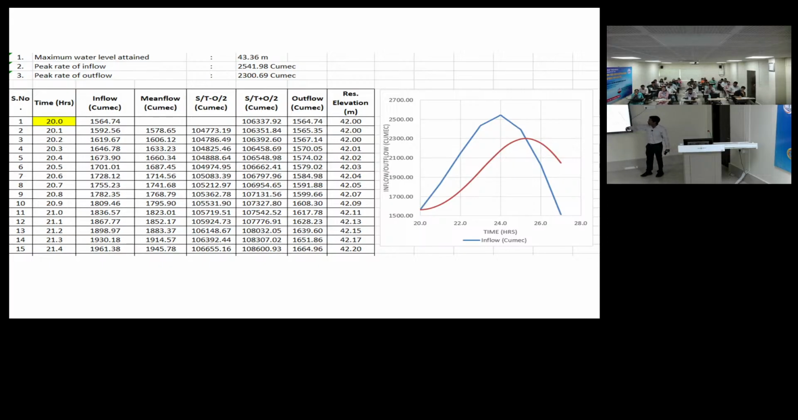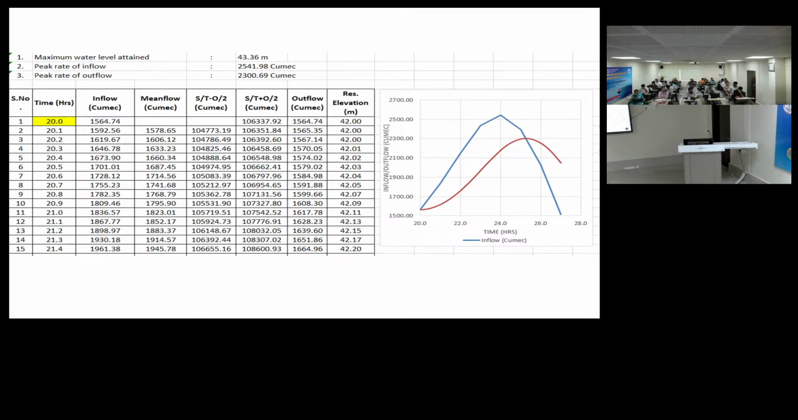So when you go to this modified pulse method, you will get this graph. So this is our inflow. You can see the reservoir routing will look like this. So there is reduction in this peak value. Actually what happens? Your inflow is this much.